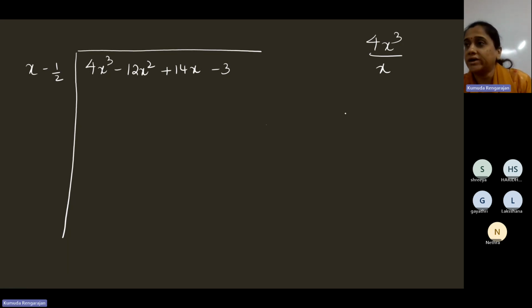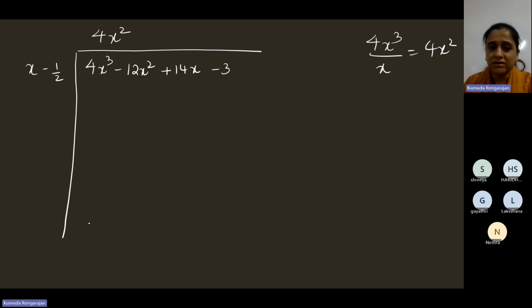What do you get? 4x squared. This is the first term in the quotient. All right. Now multiply. See what you normally do, children.